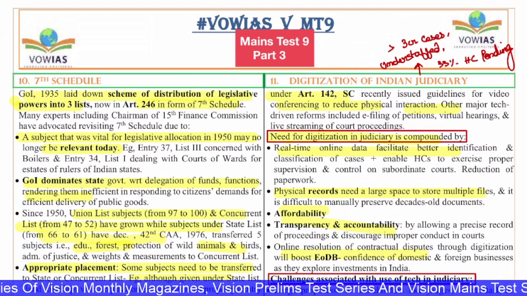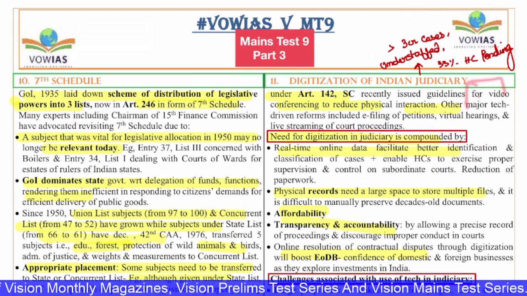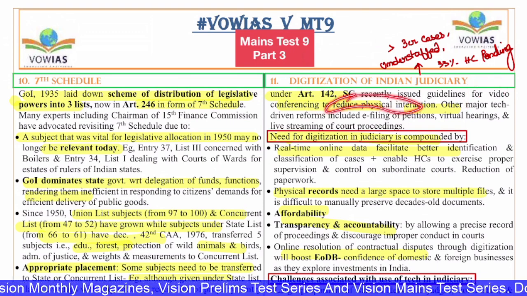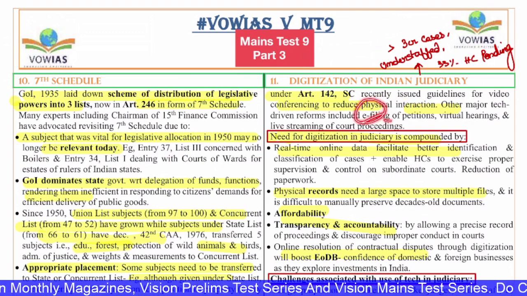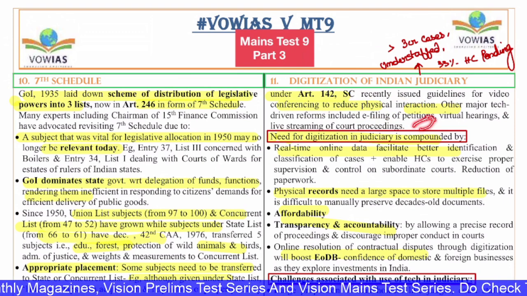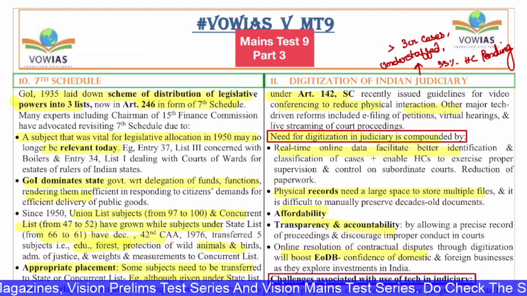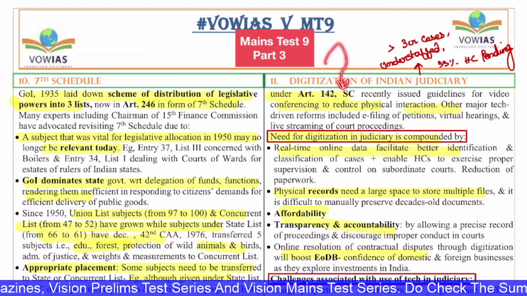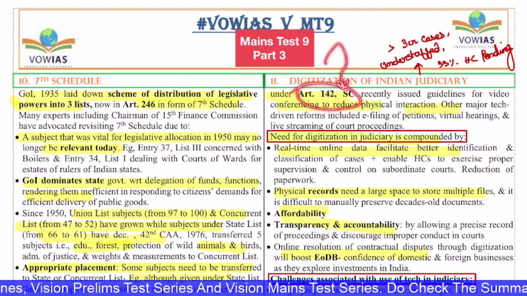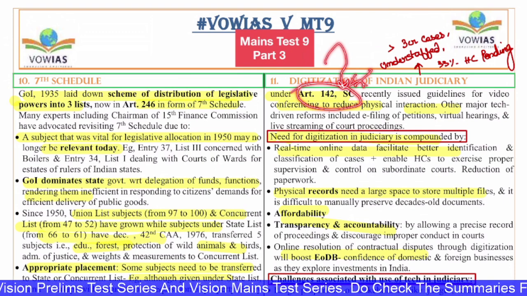Under 142, the Supreme Court recently issued guidelines for video conferencing to reduce physical interaction. Other major tech-driven reforms include e-filing of petitions, virtual hearings, and the live streaming of court proceedings. All of these are the modern reforms being implemented by the courts. This digitization is implemented under Article 142, because the Supreme Court under 142 can take steps to do justice to the people.